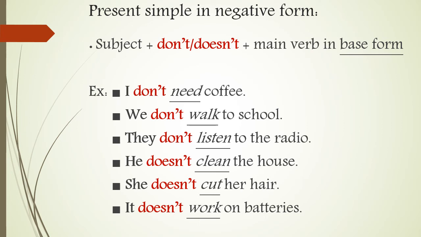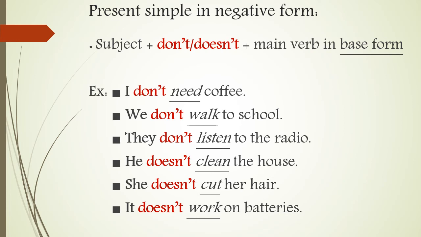Example, I don't need coffee. So here I use don't because the subject at the beginning is I, and I is a first person, so I use do with that. And because it's a negative form, I add not to the auxiliary verb. We don't walk to school. As well, we is a plural pronoun, so I just keep it do and add not. They don't listen to the radio, same thing.